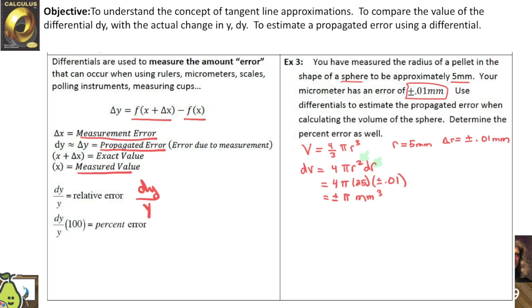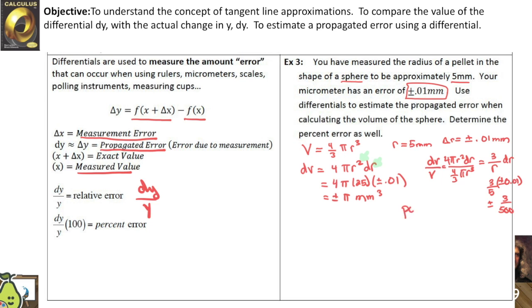From that, we find our relative error, dV divided by V. Well, that's going to be 4 pi r squared dr divided by 4/3 pi r cubed. When you simplify, you end up with 3 over r dr, or 3 over 5 times plus or minus 0.01. That gives us 3 over 500 plus or minus the error.